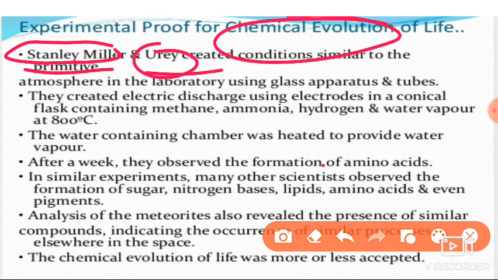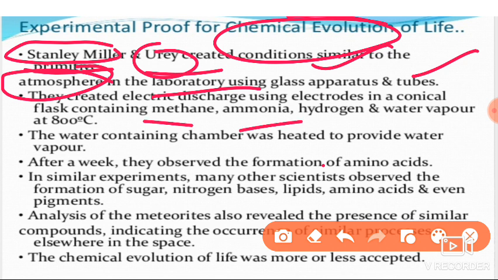What they did was use the laboratory as an atmosphere. They used glass apparatus and tubes, and they created the same condition as the early earth in the laboratory. They used electric discharge and electrodes, and gave heat to the flask to maintain the temperature. For the storms they used electrodes, and they used chemicals such as methane, ammonia, hydrogen, and water vapors. By using all these they did the experiment.